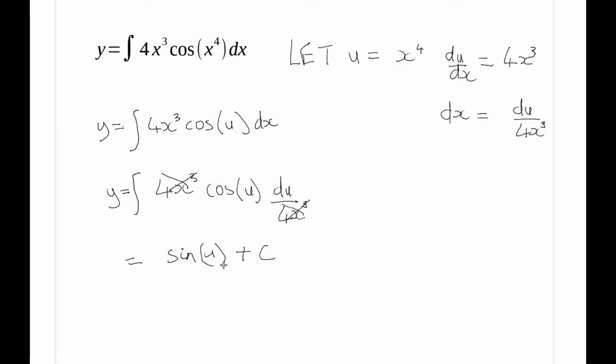Okay, let's have a look. So we then need to substitute in for sine u, which is sine of x^4, plus c, don't forget your constant c. Okay, and that's it done. Obviously, if we were doing it with limits, then the c would disappear.